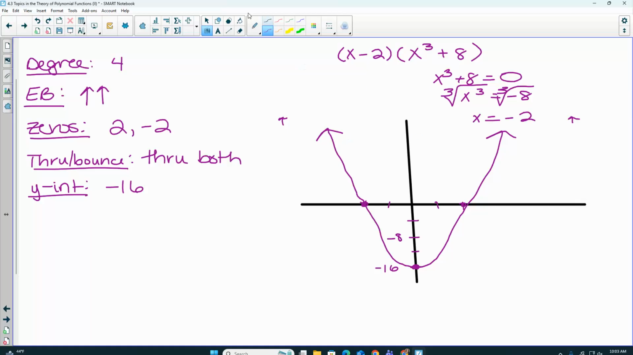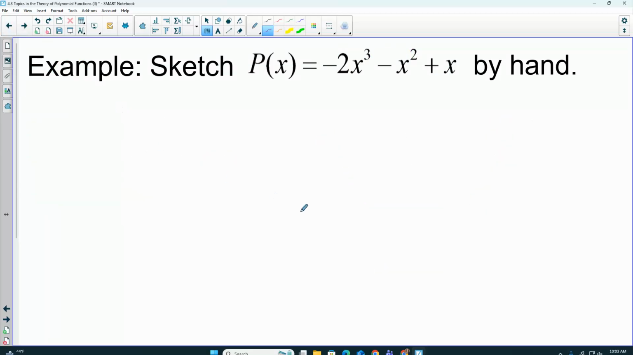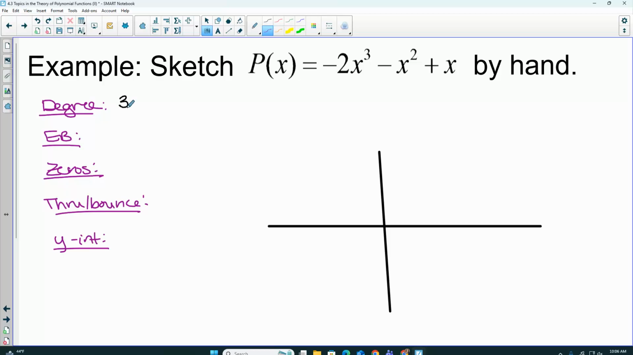I'm going to put one up. I want you guys to see if you can list out the information. Okay. End behavior, x cubed is down up, but we have a negative 2 in front, so it will flip. So it's up down. All right, what did you have to do to get your zeros? Yes. Probably pulled out a greatest common factor first. And if you want, you could even take out a negative x, so that leading term is positive.